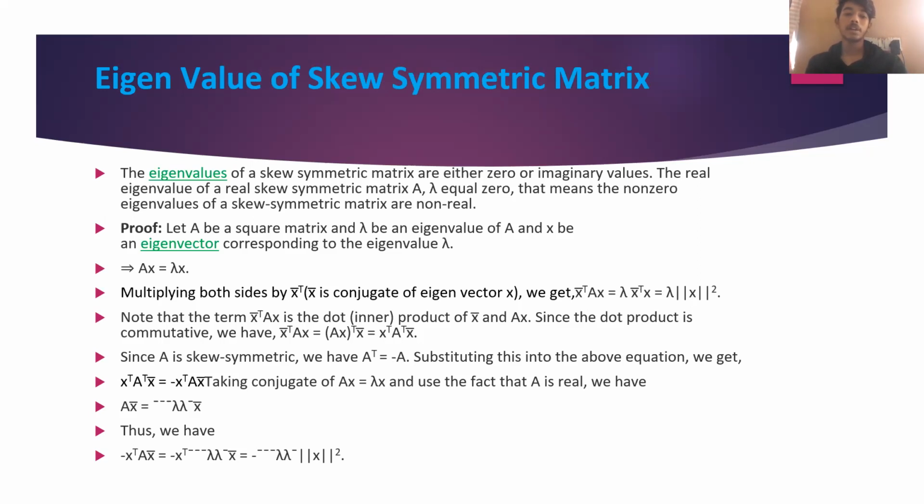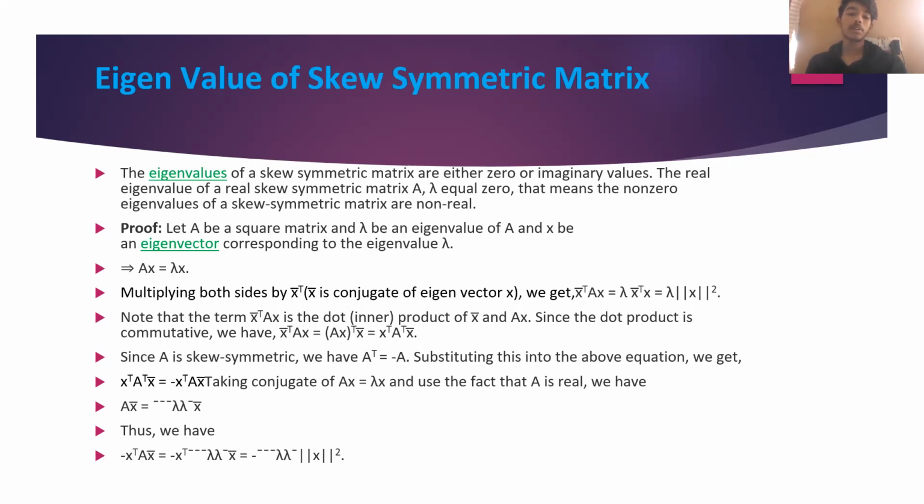Proof. Let A be a square matrix and lambda be an eigenvalue of A and X be an eigenvector corresponding to the eigenvalue lambda. AX equals lambda X, multiplying both sides by X bar whole transpose. X bar is the conjugate of eigenvector X. We get X bar whole transpose AX equals lambda X bar transpose X equals lambda into X whole square. Now note that the term X bar transpose AX is the dot inner product of X and AX.